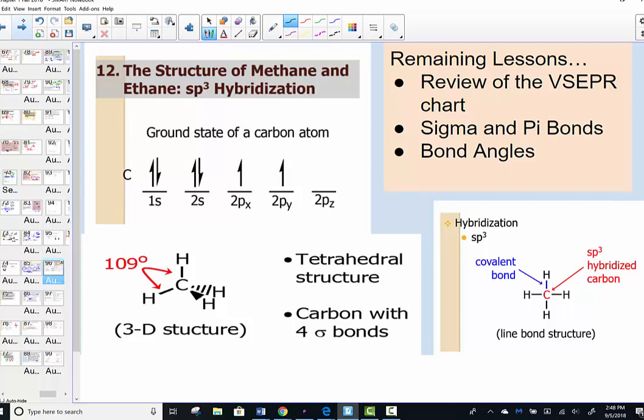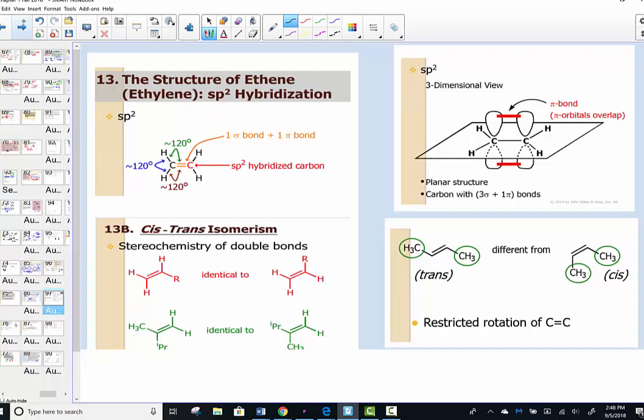Remember, sp3 hybridized is always 4 electron domains. 1, 2, 3, 4. The methyl group is sp3 hybridized, and the bond angles are 109 degrees. They're not 90 degrees like they're showing here. Methane is sp3. We talked about putting in a double bond, and that becomes sp2 hybridized. We called that trigonal planar.